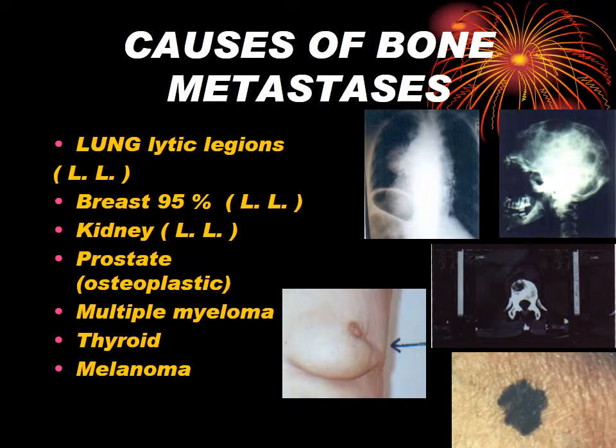Now we look at causes of bone metastases. Cancer of the lung gives lytic lesions in bone like this and like this. The breast, 95% of the lesions are osteolytic lesions. Then the kidney, osteolytic lesions, prostate, osteoblastic lesions, multiple myeloma, thyroid, and melanoma. All these cause metastatic bone disease.